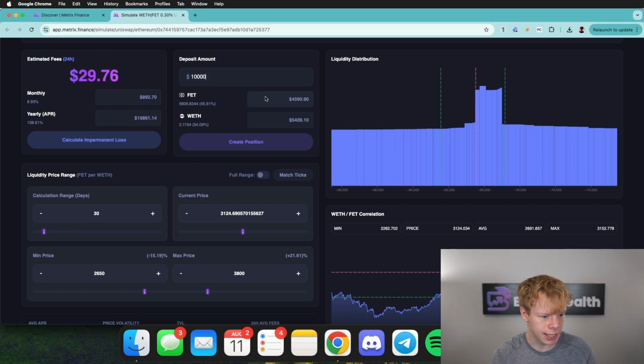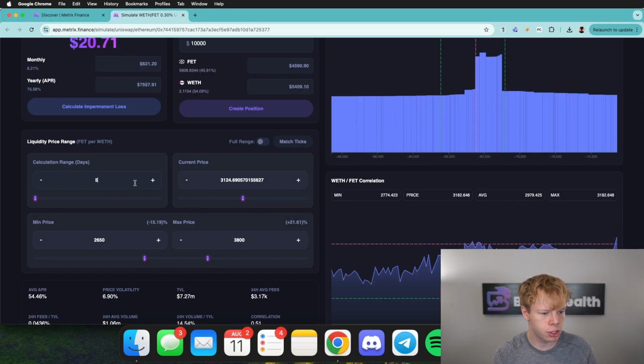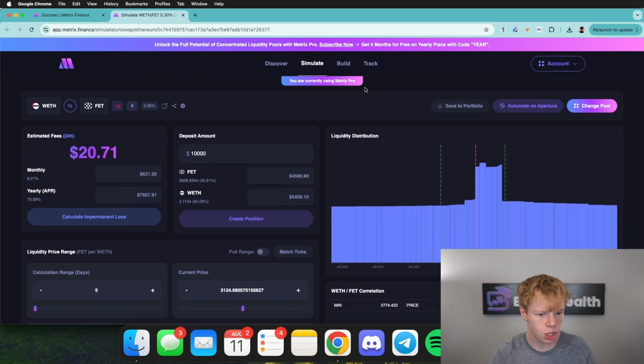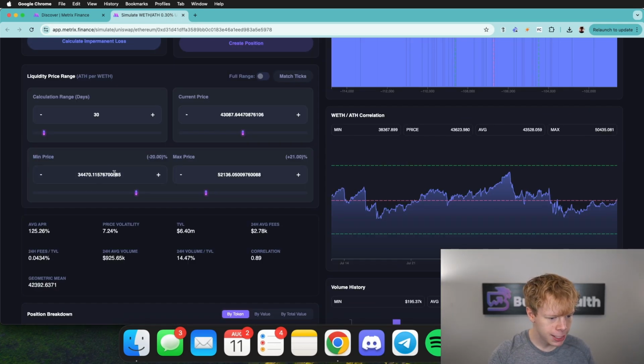Yet again, I'm going to put a $10,000 deposit amount. And we're going to go ahead and zone in and do a 5-day calculation range and save that to our portfolio. For Ethereum to ATH, I'm going to use a range of 32,000 to 52,000.